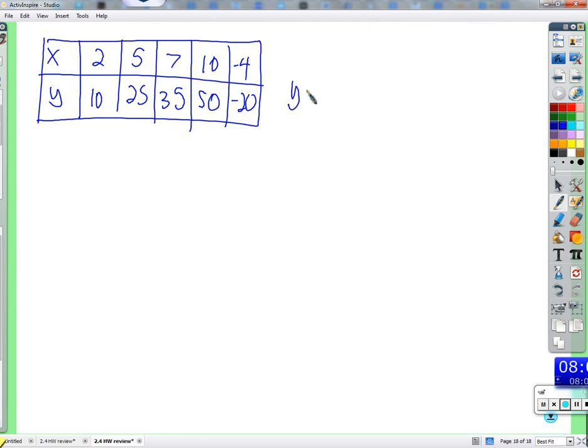Is it possible? It depends, you gotta test it. Okay, how do we test it? Times them all by 5. Well, 2 times 5 is 10. So then we should be able to take all of these times 5 and get the y value. 5 times 5, yes. 7 times 5, yes. 10 times 5, yes. Negative 4 times 5? Yes. Okay, let me give you a little bit of a different one.